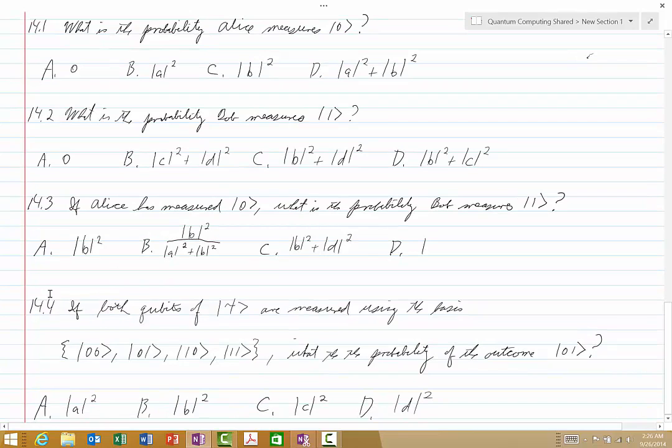And then finally, in 14.4, if both qubits of psi, and here instead of Alice measuring the first qubit and Bob measuring the second qubit, now we're assuming that both qubits are measured simultaneously using the bases 0, 0, 0, 1, 1, 0, and 1, 1. What is the probability of the outcome 0, 1? And here are your choices. So those are the problems for this lecture, and good luck.